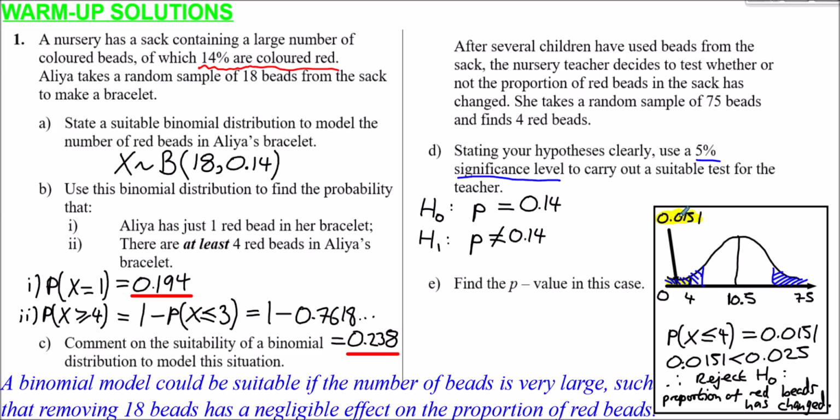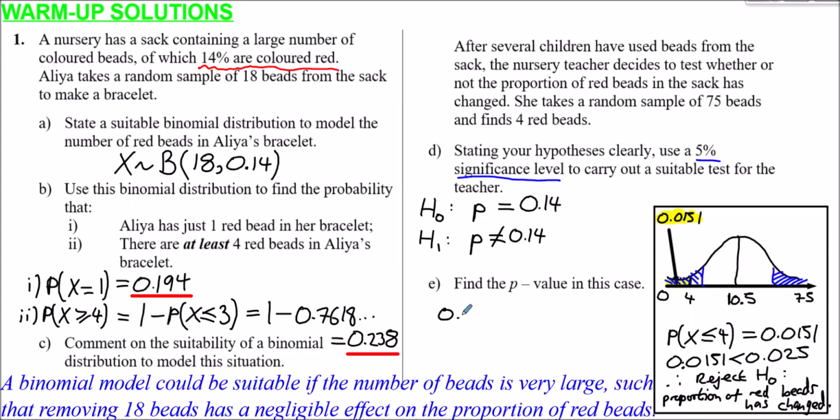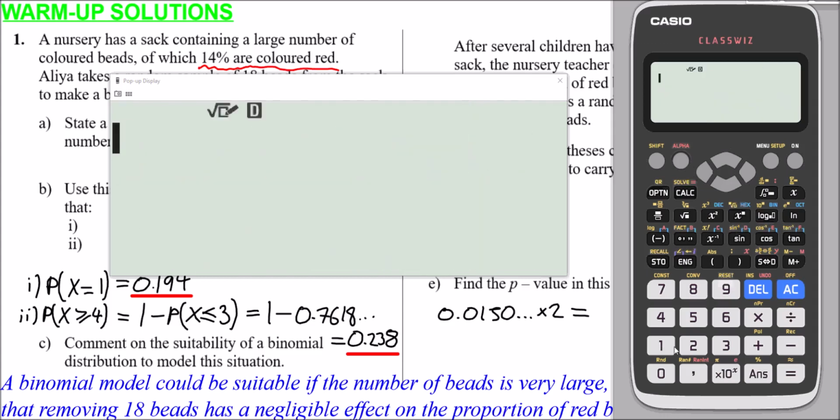It was 0.051. Anything we need to do now, if it's a two-tailed test, we use a symmetry and multiply that by 2. So the proportion here in both tails for symmetry would be 0.0151 multiplied by 2. So 0.01506 or whatever it is to be more accurate, multiplied by 2. So that's the answer. Go back to normal calculator mode.